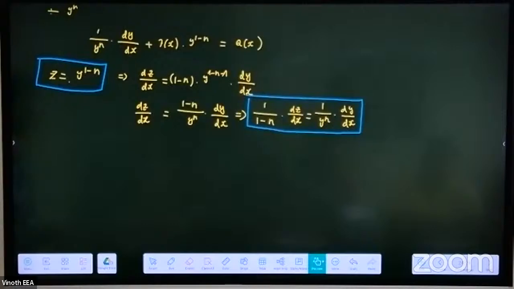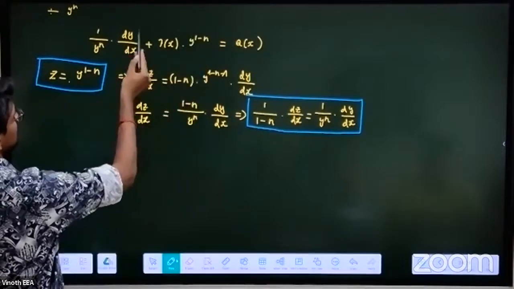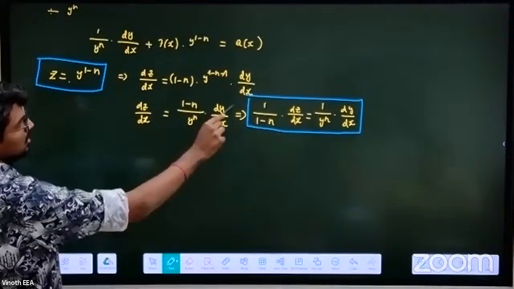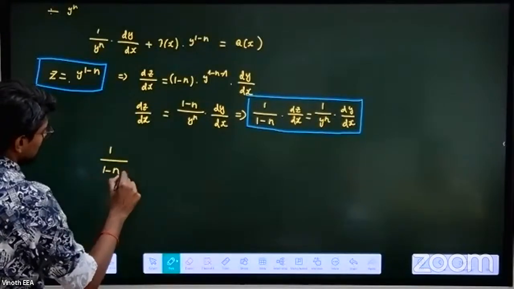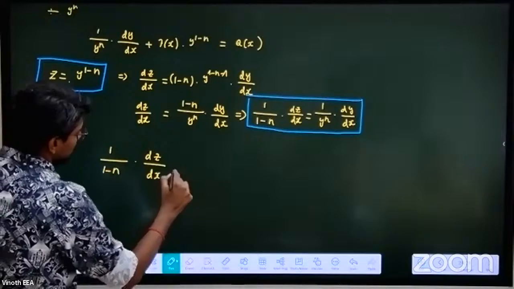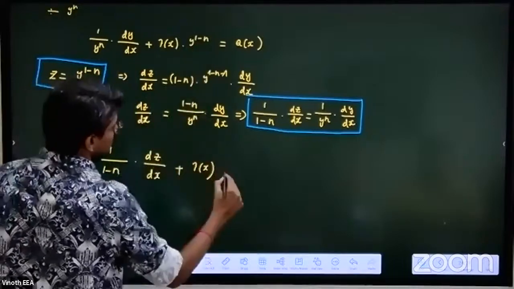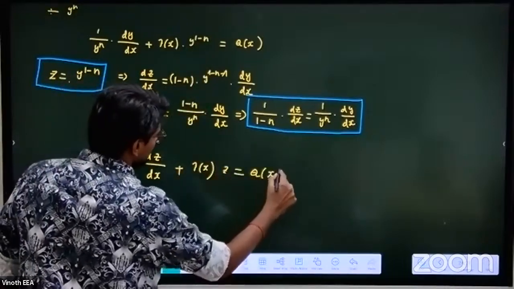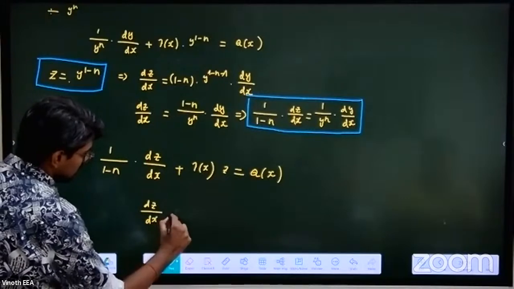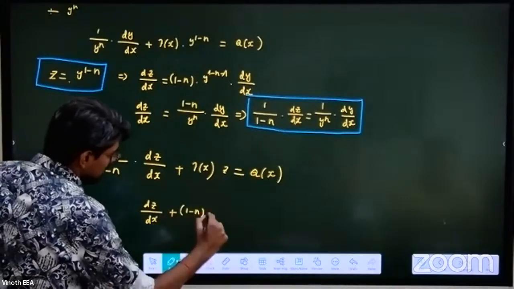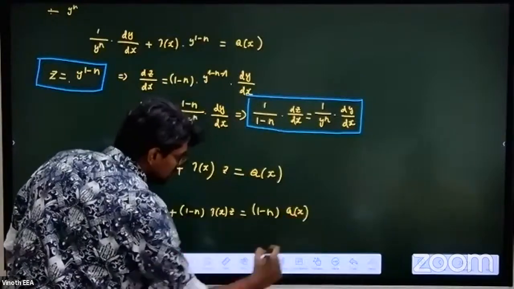Okay, what happens if I substitute it? In place of y power 1 minus n, replace it with z. This entire term should be replaced with 1 by 1 minus n into dz by dx. So this entire equation becomes 1 by 1 minus n into dz by dx plus p of x into z, which is equal to q of x. Multiply with 1 minus n on both sides. Okay, so it becomes dz by dx plus 1 minus n into p of x into z, which is equal to 1 minus n into q of x. That's it.